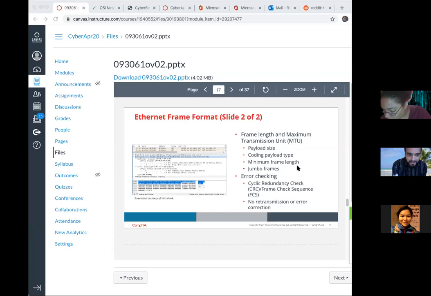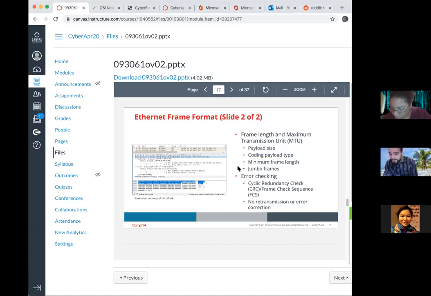When it comes to the coding, the coding payloads are usually, for IPv4, the hex value 0x0800, and then IPv6 has its own, 0x86DD. You don't really have to worry about that. But since it's on here, I'm just going to say what it was.